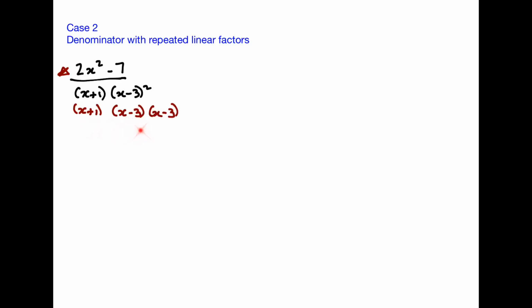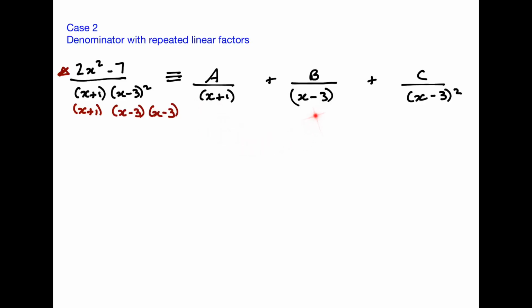Moving forward to case 2, denominator with repeated linear factors. Here, you notice that you have x plus 1 and (x minus 3) to the power of 2 in the denominator. This tells us that we have 3 factors, and we can write it as x plus 1, x minus 3 and x minus 3. For repeated linear factors, the standard result is going to be A over x plus 1 plus B over x minus 3 plus C over (x minus 3) to the power of 2. We do not write here x minus 3 again. The power increases. Here we have power of 1 and here we have power of 2.